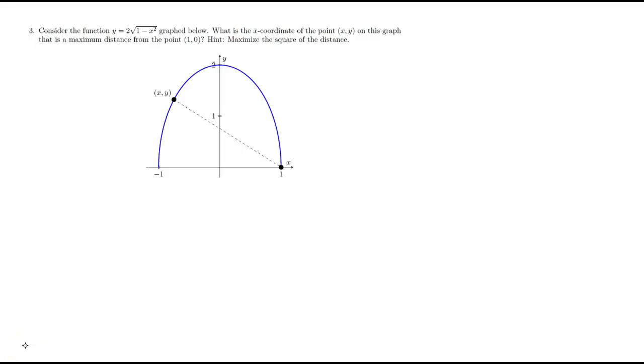All right, the next problem says, consider the function y equals 2√(1 minus x squared), graphed below. What is the coordinate on this plane that maximizes the distance from (1, 0)? Now they make it easier, because the distance formula has a square root in it, but we can maximize the square of the distance, which looks like this, right?